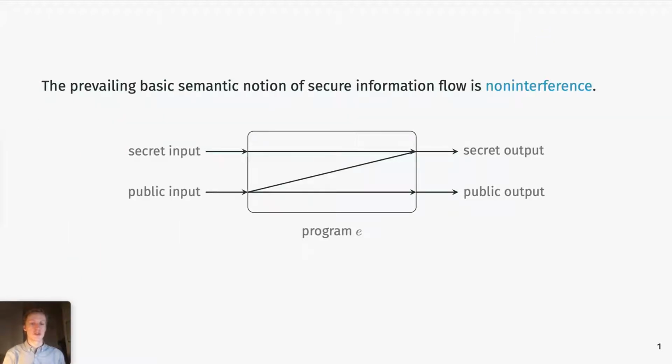Information flow control is about tracking how information gets propagated through a program, making sure that the sensitive information the program might be computing on is handled securely and not leaked in unintended ways. The usual basic semantic notion of secure information flow is known as noninterference. Intuitively, it means that the publicly observable outputs from a program execution should be independent of the secret inputs given to the program. This is illustrated by the missing arrow from secret input to public output in this diagram.